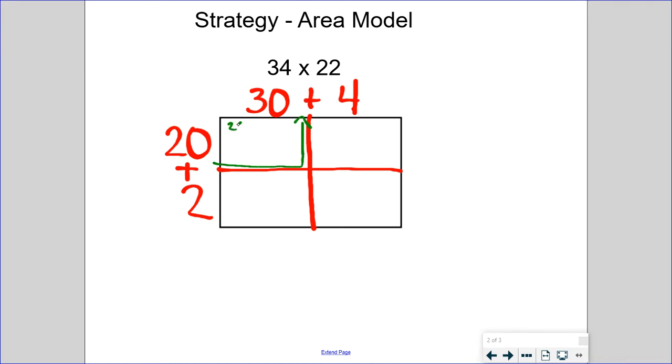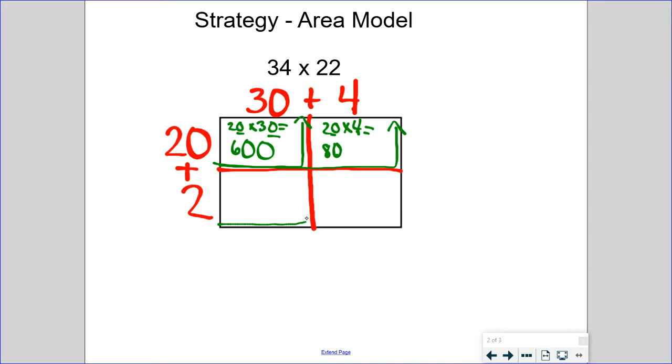20 times 30. And I can think 2 times 3 equals 6, but then I have 2 caboose zeros. So 20 times 30 is actually going to be 600. Then I'm going to go to my next box and do 20 times 4. Again, I'm thinking 4 times 2 equals 8, but I have a caboose 0, which gives me that 80.